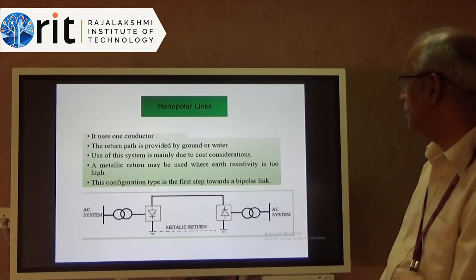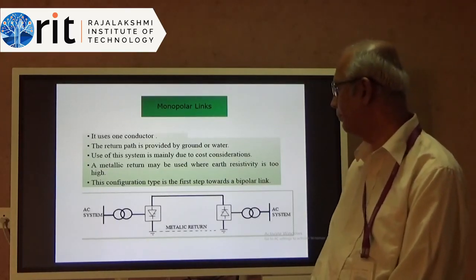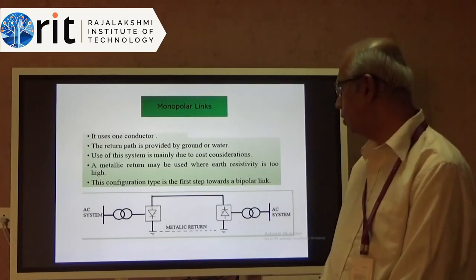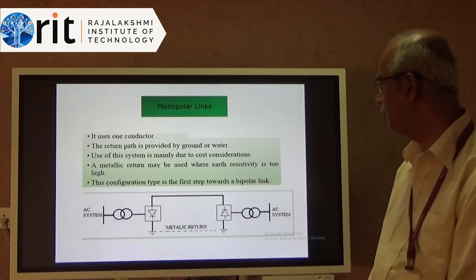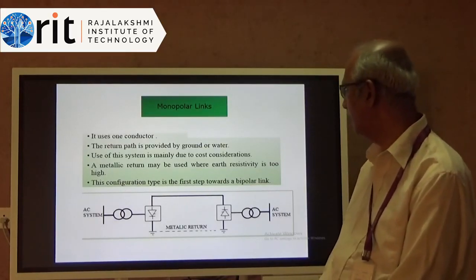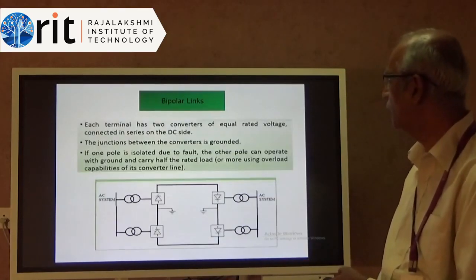So, use of the system is mainly from the cost point of view. One conductor we are straight away avoiding, so there is going to be saving. Or if I say I don't want any resistance due to earth, you can also have a metallic wire running for the return path. So, you can have a metallic return if you feel that earth resistance is too high, right? So, this we say is a monopolar link.